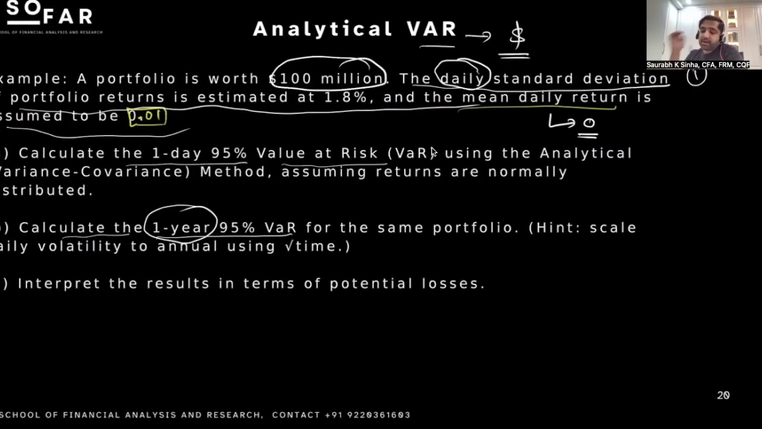So coming back to this question. If the mean return of 1 day is given as 0.01, how will I get the yearly return?